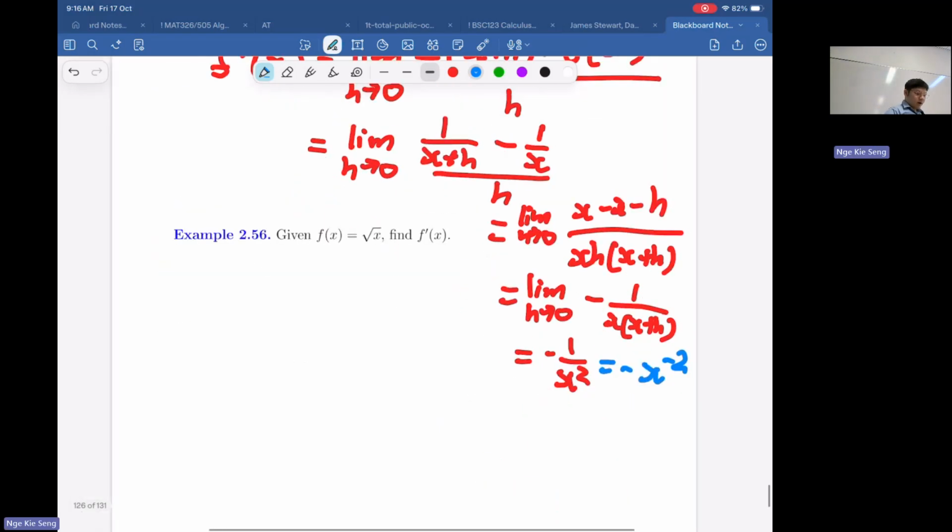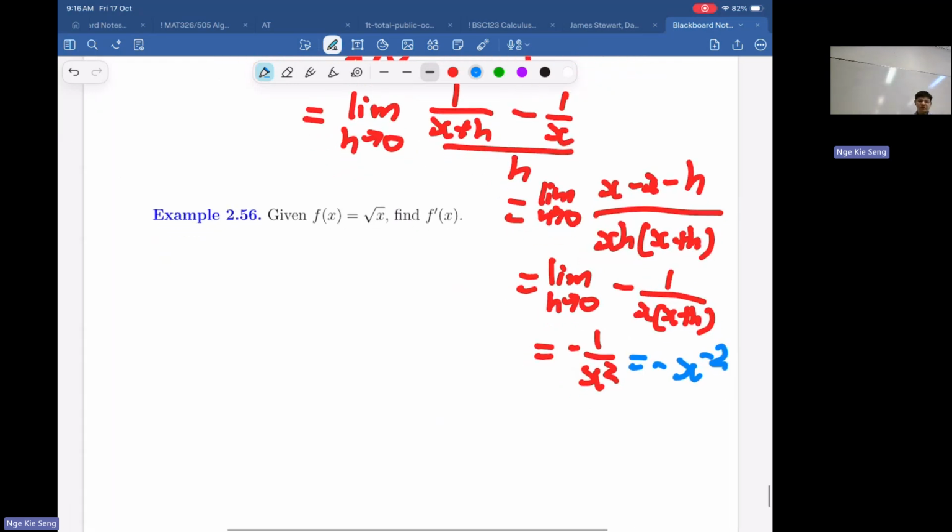I'll give you 1 minute. Try to figure out the derivative of square root x, and then we can check the answer together. Try to do it. Take this time to practice your calculation skills.